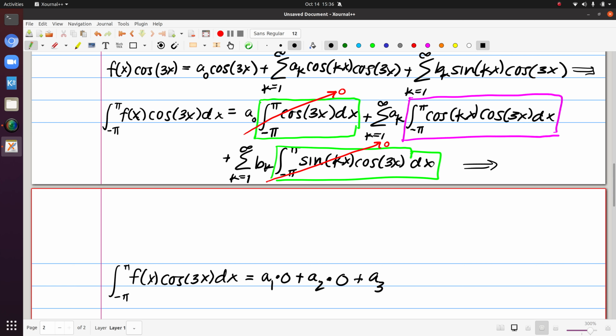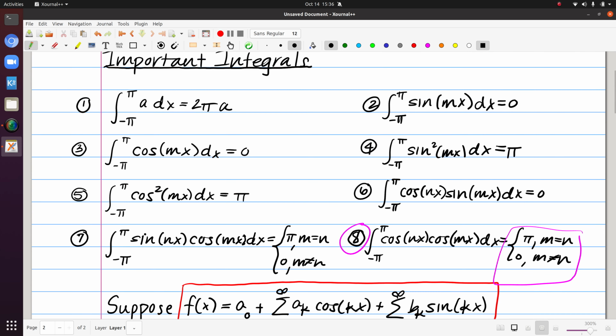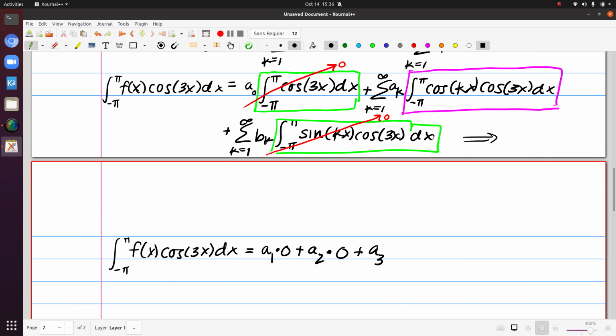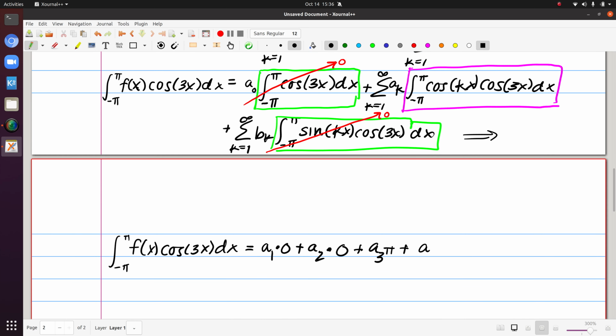And when I get to a3, then that sits in front of the integral of cosine 3x times cosine 3x. And we are given in either formula 8 or formula 5 that in that instance, that integral should evaluate to pi. And then when I get to k equals 4, we would get a4 times the integral of cosine 4x times cosine 3x. That integral is 0. Likewise, a5 would be multiplied by 0. And essentially every other coefficient after this would be multiplied by 0 because of that integral formula in number 8. So we really just are left with the only non-zero term, which is a3 times pi.